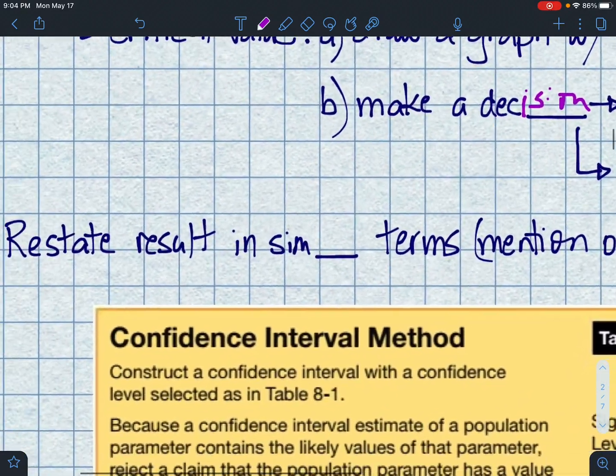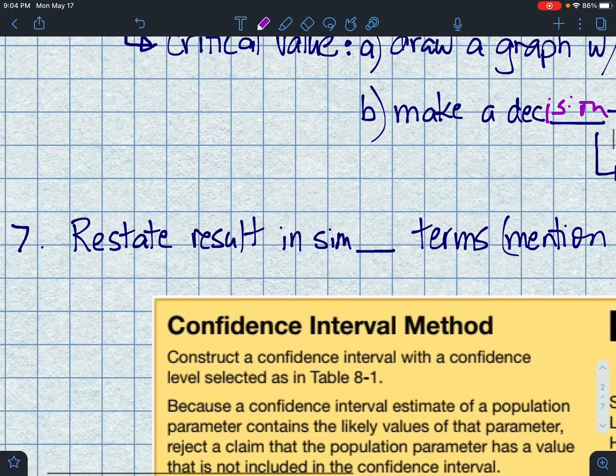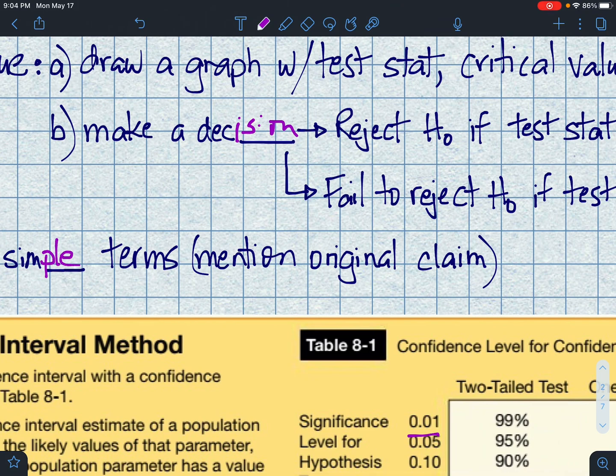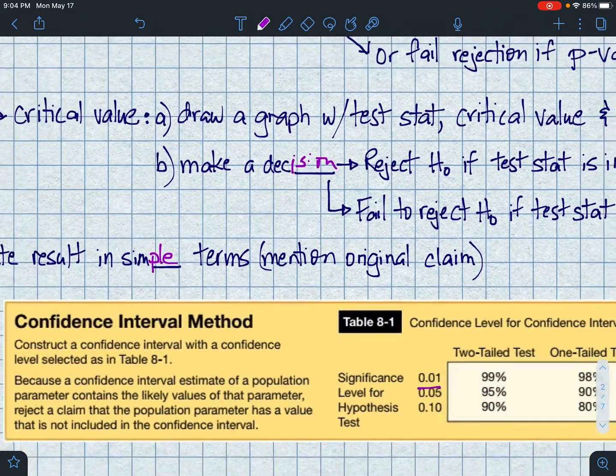Finally, the last thing you'll want to do is restate your result from step 6 in simple terms. So you can't use any fancy words that we have learned here. It's something anybody should be able to understand. And we need to mention the original claim somehow in there. All right?